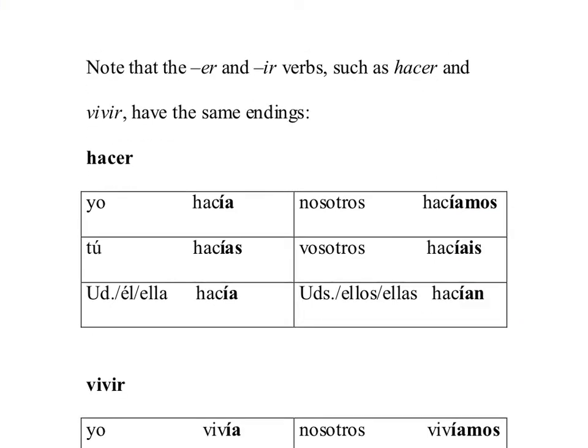Okay, next, let's look at ER and IR verbs. Note that the ER and IR verbs, such as hacer and vivir, have the same endings. So let's take a look. We've got hacer, to do. Yo hacía, tú hacías. Usted, él, ella hacía. Nosotros hacíamos. Vosotros hacíais. Ustedes, ellos, ellas hacían.